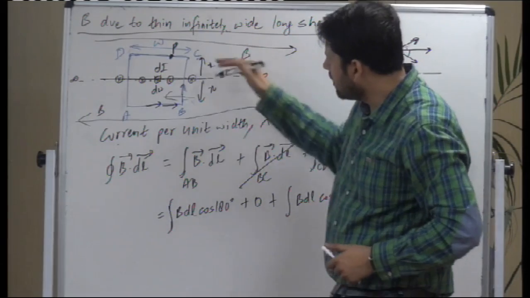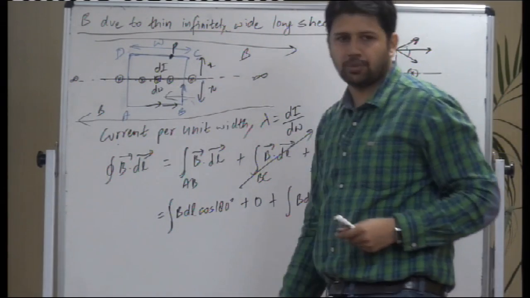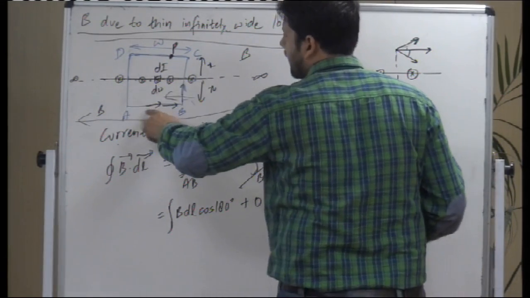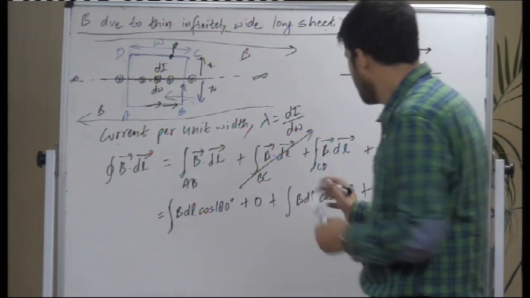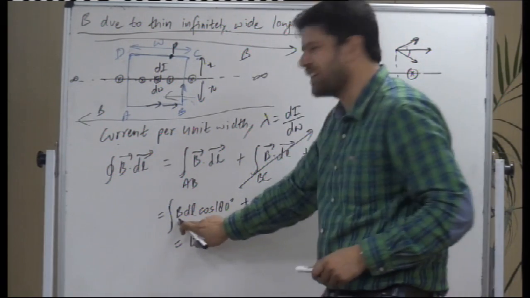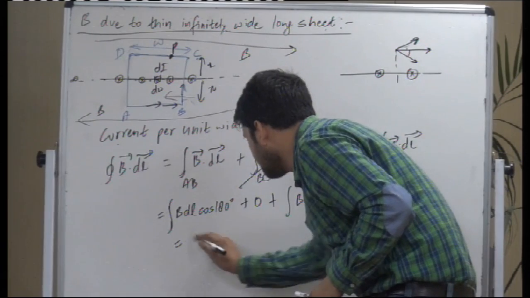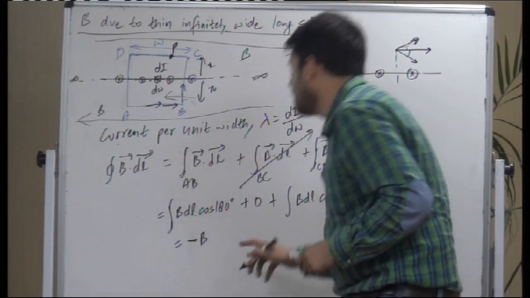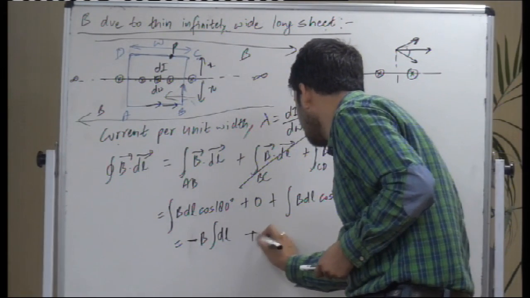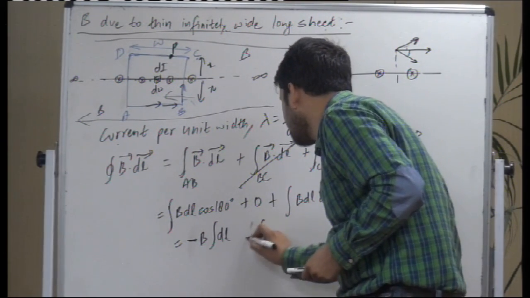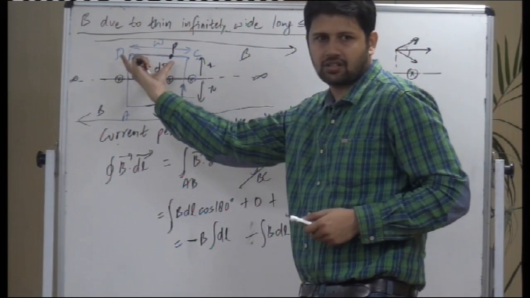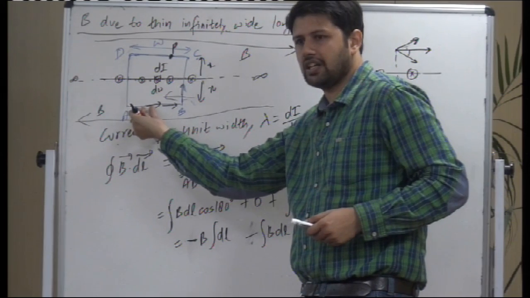Since CD and AB are equidistant from the sheet, the magnetic field up there and down here are totally the same. So we can take B outside. This would be B, and this would be minus B dl. So let's take minus B outside. This is minus B, and dl would integrate to L. Even in this case, minus B dl would integrate to W, the width. dl is the small length of this element.